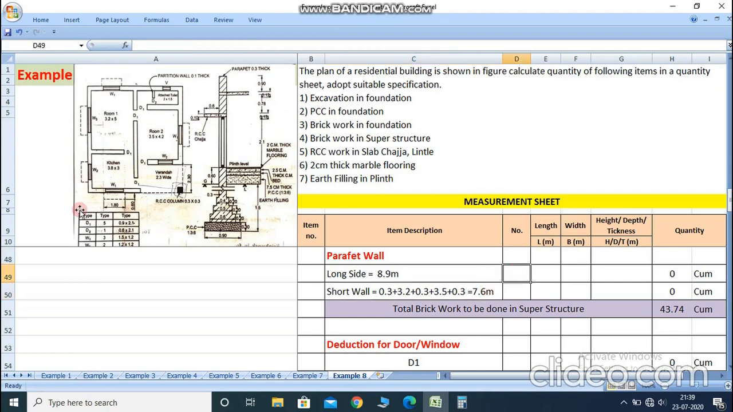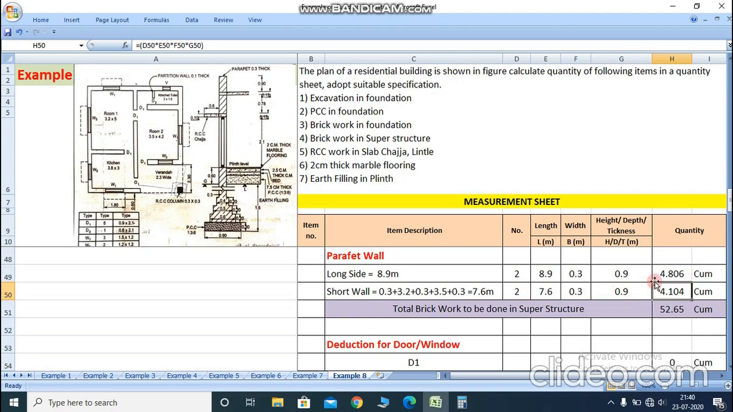So here the number of long sides for the parapet wall is 1 and 2. So right here 2. Then length is 8.9, width is 0.3, which we got from the section part as the parapet width, and height is already given in the section part as 0.9. So right here height is 0.9. Then for the short wall, short wall 1 and 2, only the border part parapet wall is provided, so 2 walls. Then length is 7.6, width is 0.3, and height is 0.9.